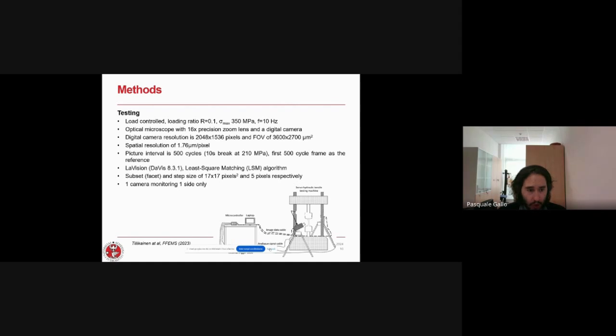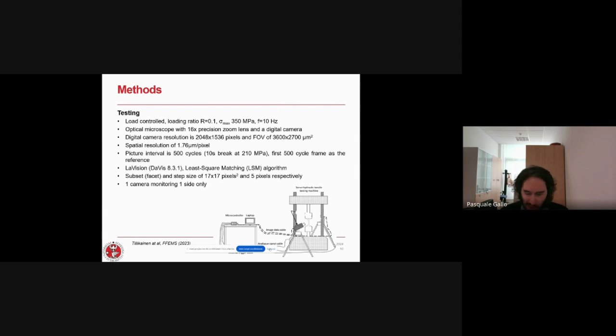We take a picture every 500 cycles, more or less, in a 10 second break at 210 megapascal. And the first frame after 500 cycles was used as the reference. Then all the pictures were post-processed in LaVision, and in these experiments, I need to say we used only one camera, therefore we monitored one side.